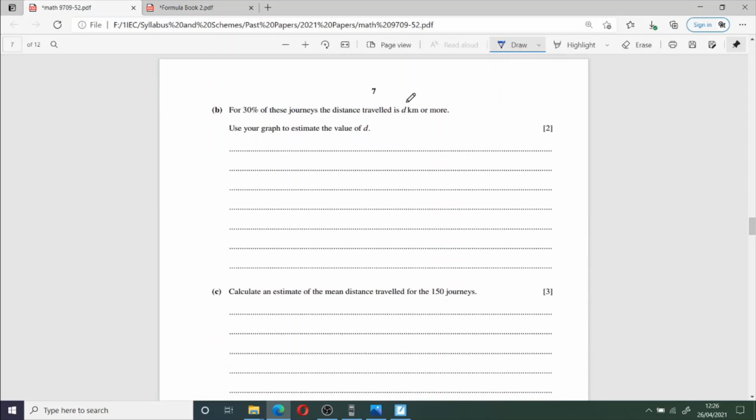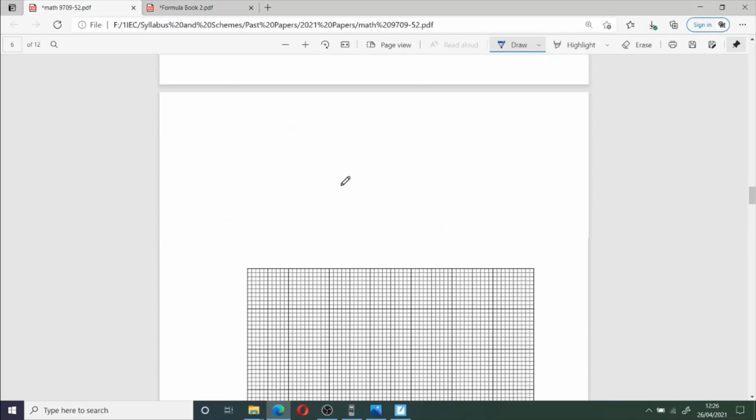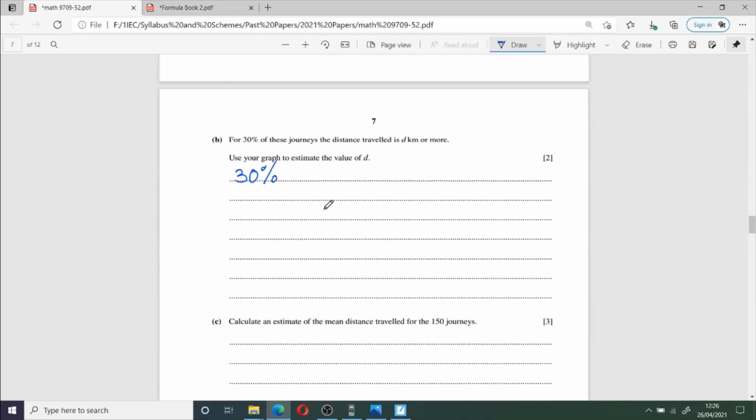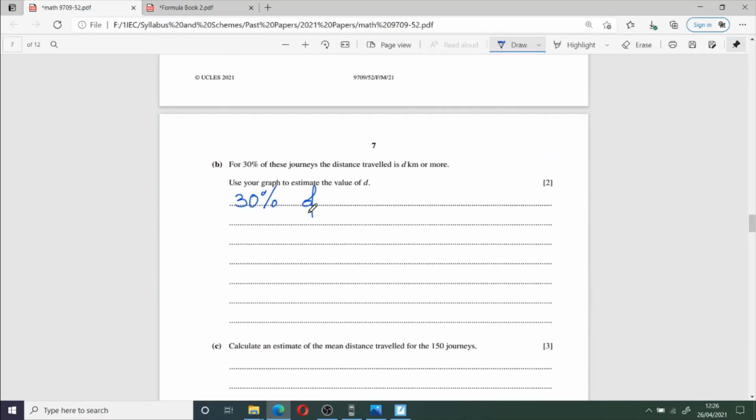Now, we're told for 30% of the journeys, the distance travelled is d kilometres or more. So what we're going to do is, first of all, find 30% of the journeys. So we have 150 journeys. So we want 30% of 150, which is 45. Okay, so that means for 45 journeys, the distance is d kilometres or more. So it's the top 45 journeys.